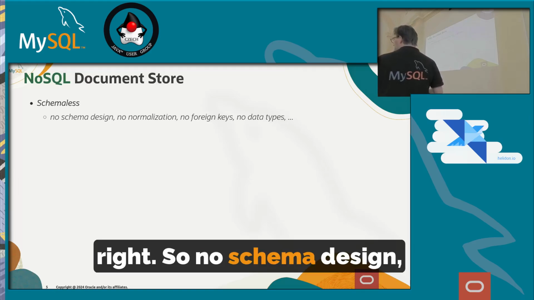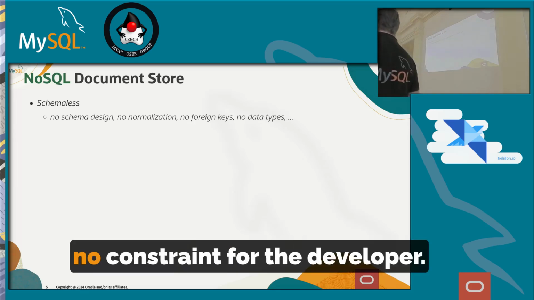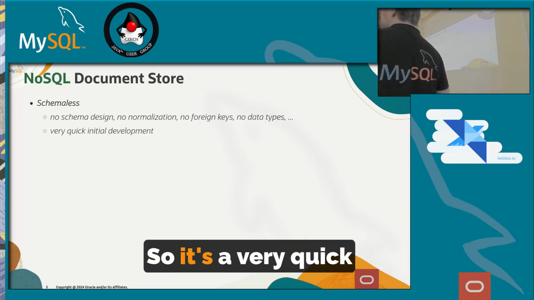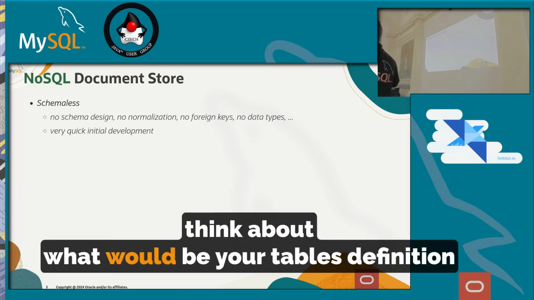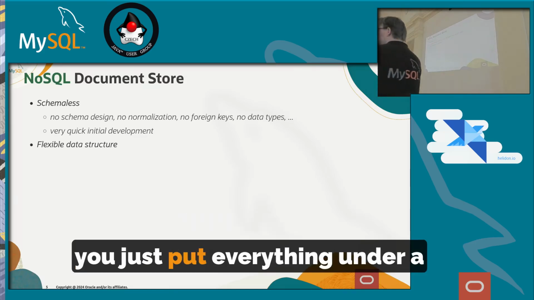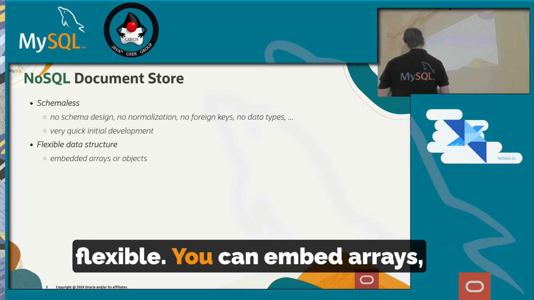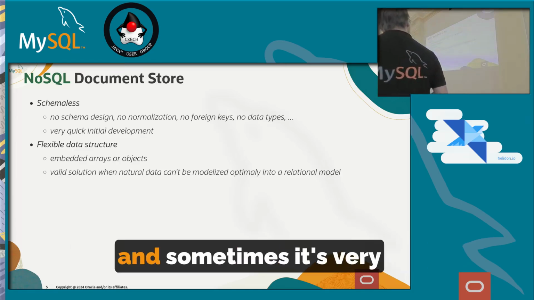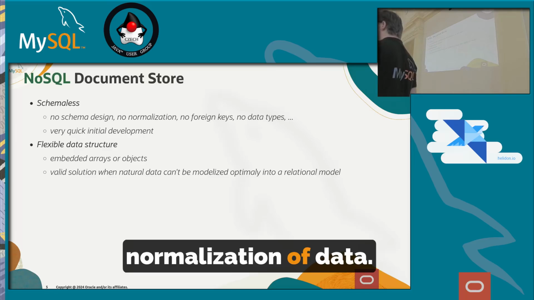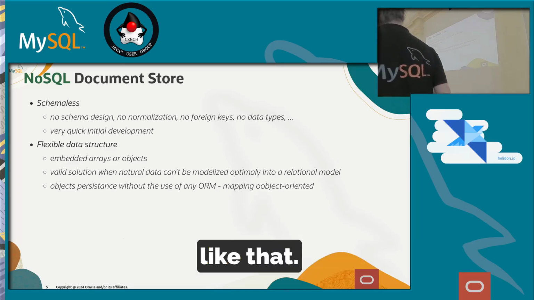So NoSQL design: no normalization, no foreign keys, no data types, so easy, no constraints for the developer. So it's a very quick initial development. You don't have to think about what the relations might be. You just put everything in a big document. The data structure is flexible. You can embed arrays. You can even embed objects into it, so it's easy. And sometimes it's very complicated to normalize data. So here you should not think about that. And this is why people like that.